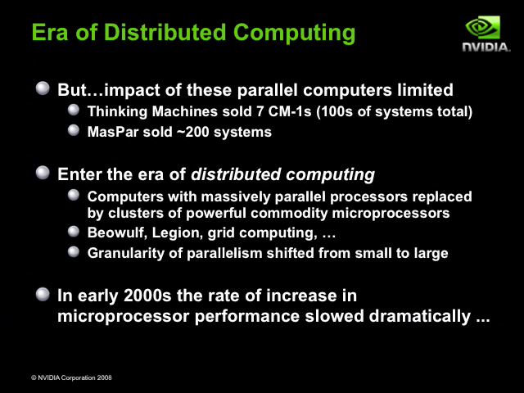In distributed computing, single-program multiple data, or SPMD techniques, replace the single-instruction multiple data, or SIMD techniques, of the massively parallel processors, and message passing is required to communicate between nodes. In the early 2000s, the rate of increase of microprocessor performance slowed dramatically. As a result, building more powerful clusters meant building larger clusters, which negatively affected scalability, space, and power requirements. This is where the GPU enters the picture.